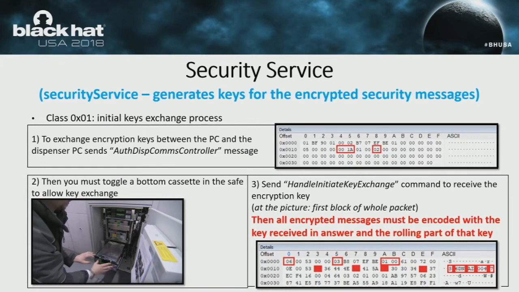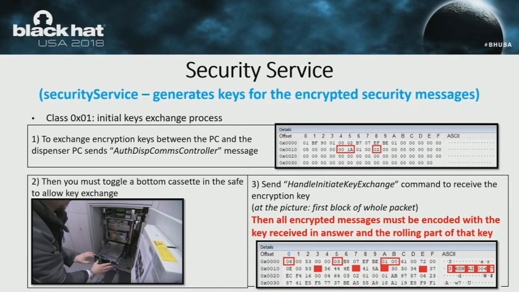Encryption keys have their role types. It means that every key for every message will be different because of the rolling component, like a session number. Okay, you think that it's possible to intercept the packet with the initial key and use it then? No, it's not. In the handle initiate key exchange command, the PC also sends the public key, which will be used to encrypt the initial key.